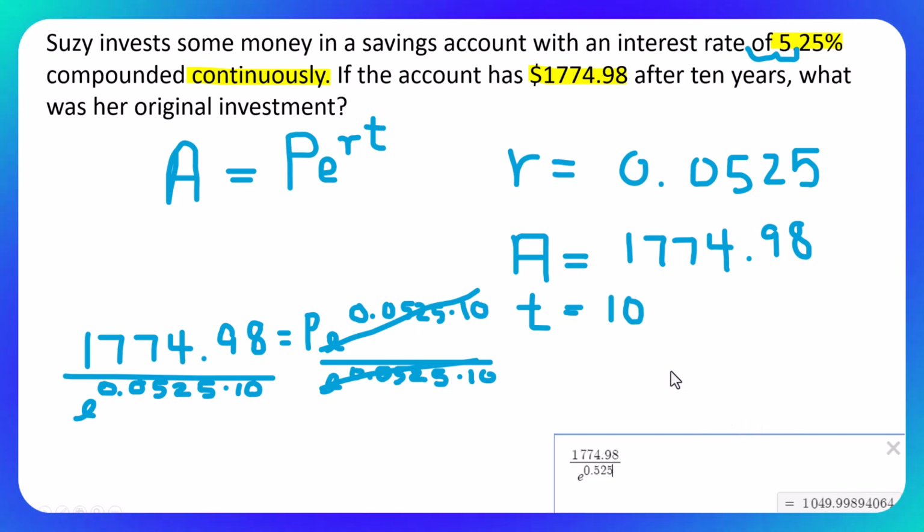All right, we're going to use A equals P times e to the rt because it says continuously. So let's identify what r is. R is our rate. It's 5.25%, so we're going to move that decimal 2 places to the left to get 0.0525. A is our amount, our total amount after 10 years, that's given to us as $1,774.98. We want to know the original investment, so we're trying to find P. All right, you'll see that we have time. Time is 10. 10 times the rate is going to be our exponent.